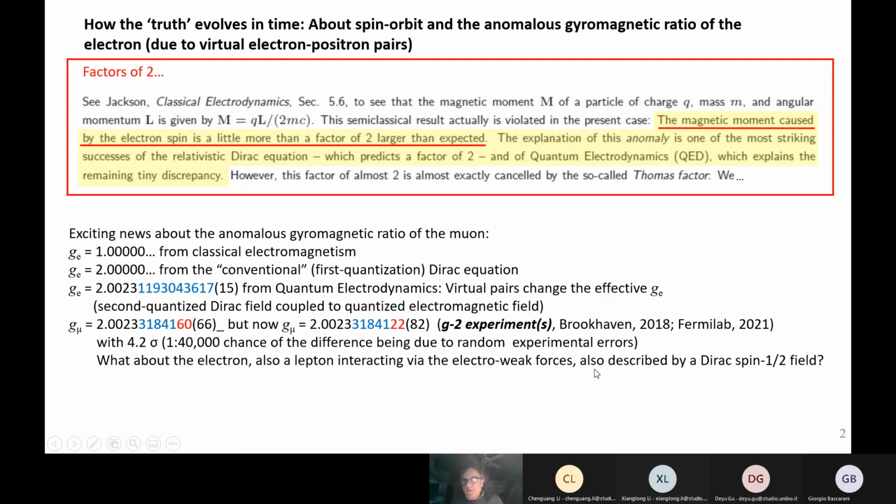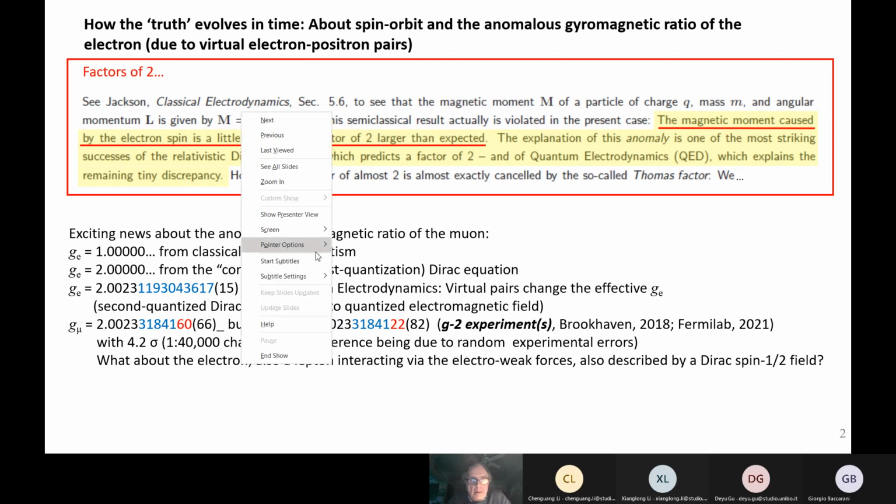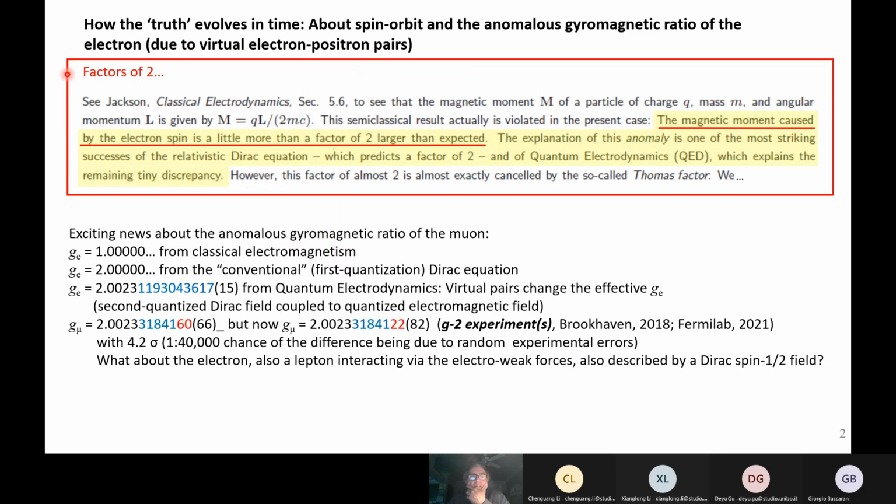Before going on, I want to make a little comment about the recent news that, I'm sure you've seen, created a lot of noise in the physics community. If you remember when we were talking about the spin-orbit interaction, we discussed factors of 2.